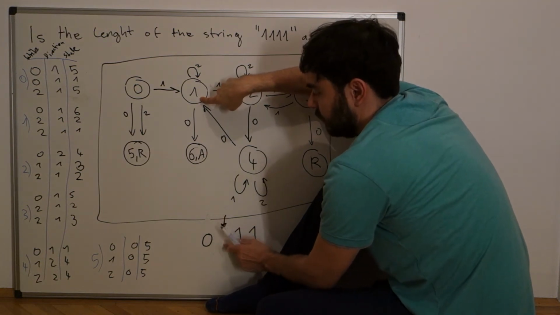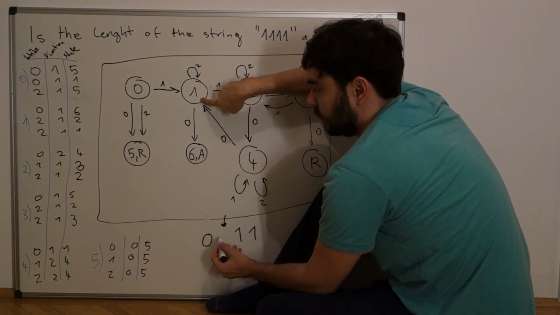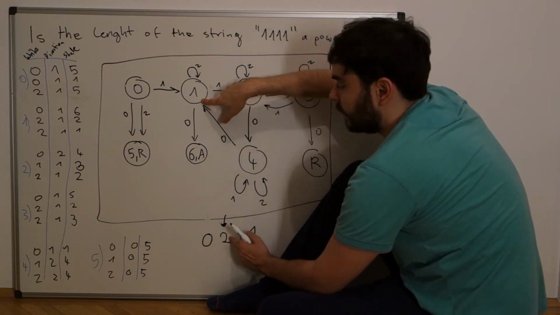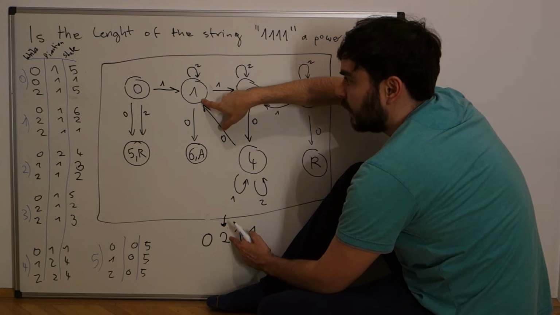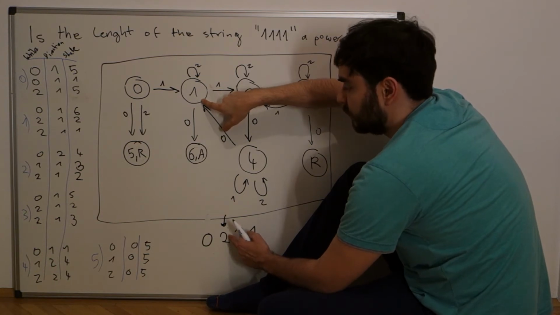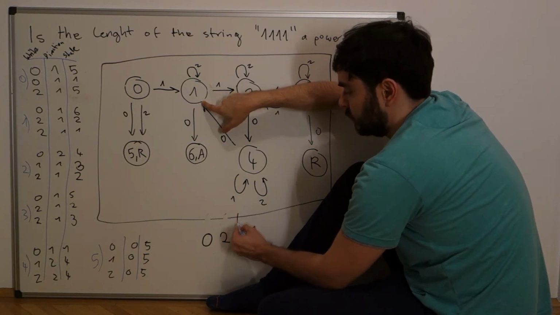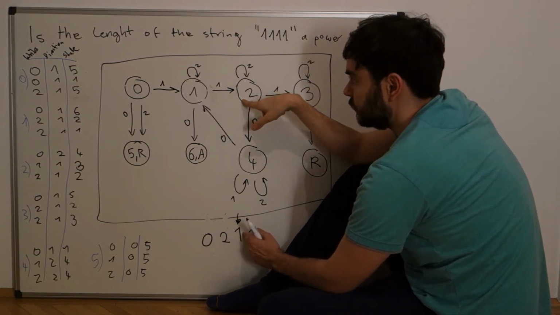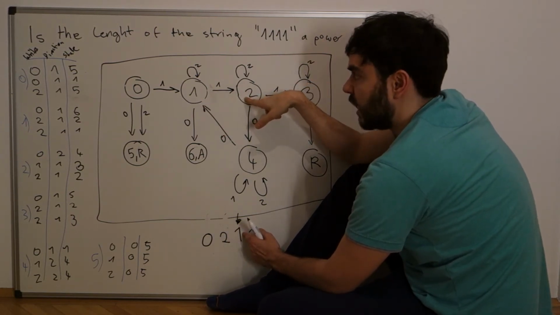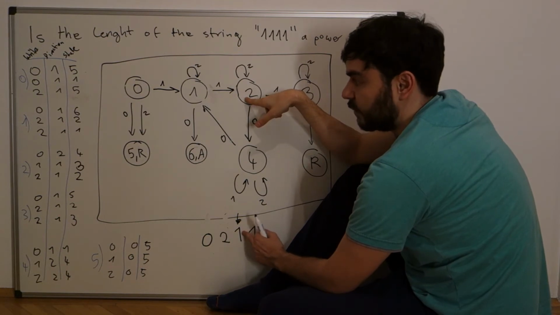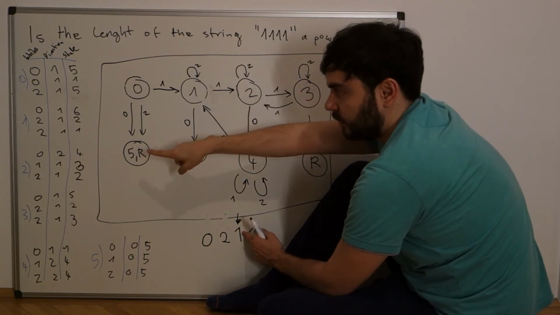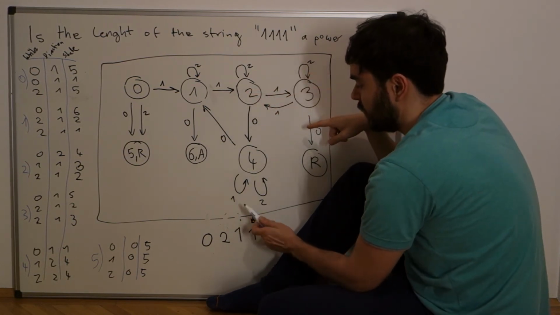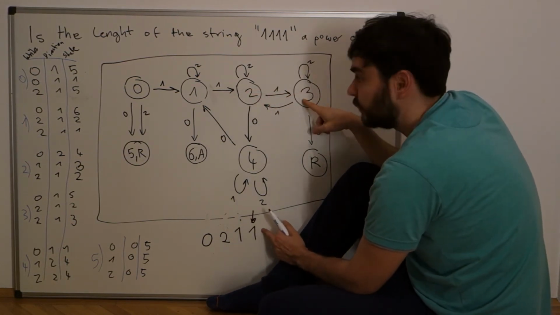I write down 2, and I move to the right, and I go to the state number 2. In the state number 2, I see again a 1, I write down a 1, I move to the right, and I go to the state number 3.